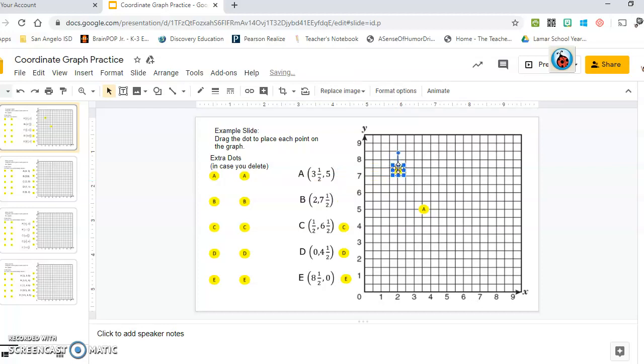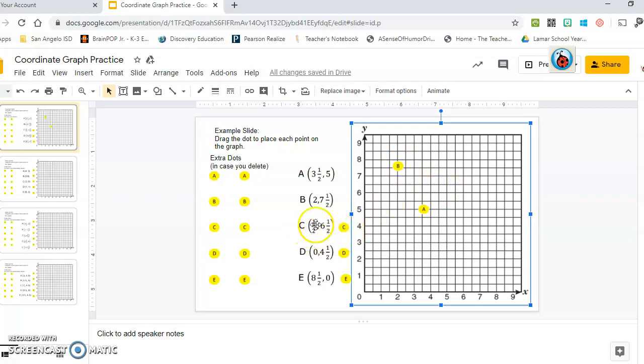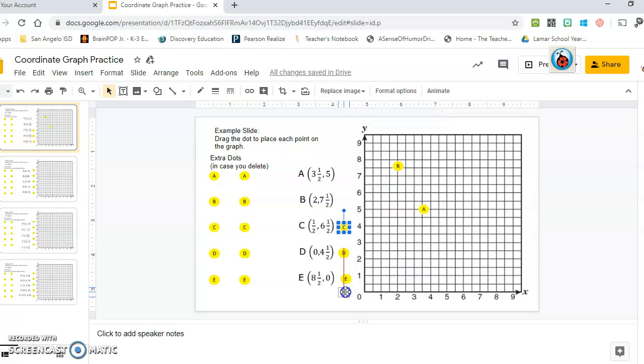Looking at C, I have 1/2 and 6 and 1/2. So I'm going to start here at 0. Now 1/2 is going to be in between 0 and 1. So if I look right here, there's a line right there. There's 1/2. Now if I go up 6 and 1/2, there's 6. There's a line in between 6 and 7, so that's going to be 6 and 1/2. Okay, again, not perfect, but it's okay.